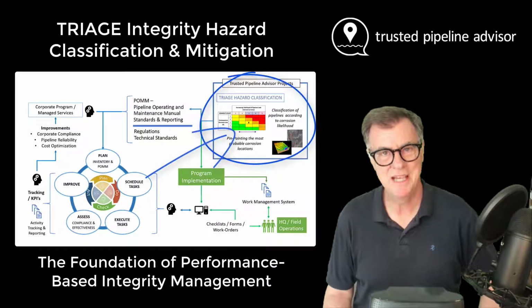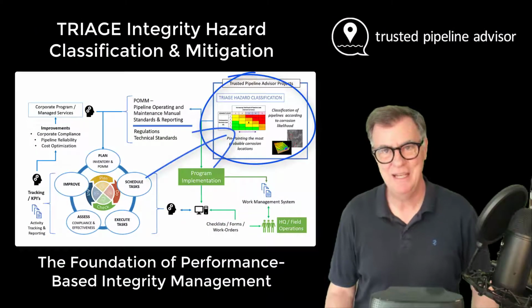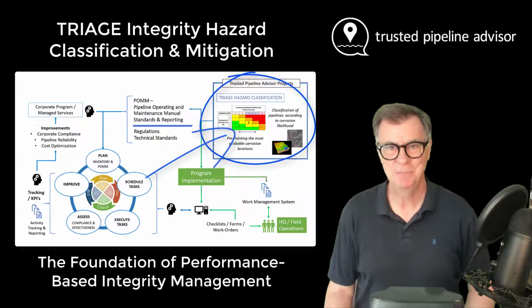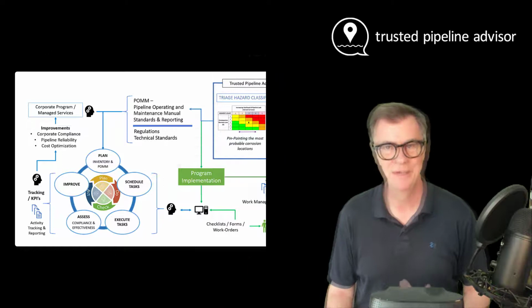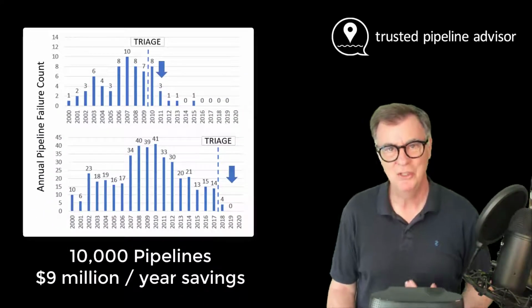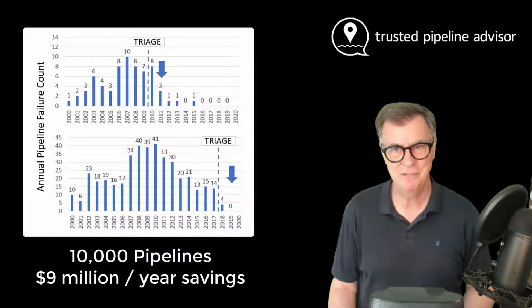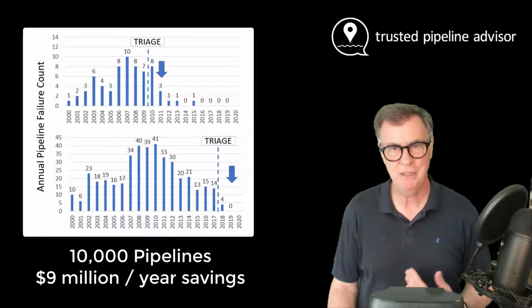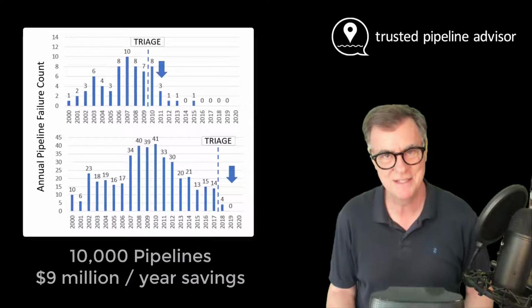Our TRIAGE pipeline integrity, hazard classification, and mitigation guidance is a data service that provides the foundation for a quality, performance-based integrity management program. TRIAGE has been proven to reduce and even eliminate pipeline failures while delivering a 45% savings in direct mitigation costs compared to application of conventional industry standard methods.